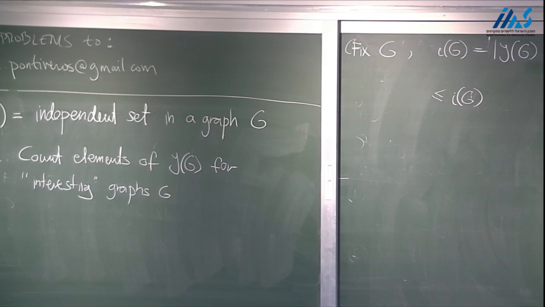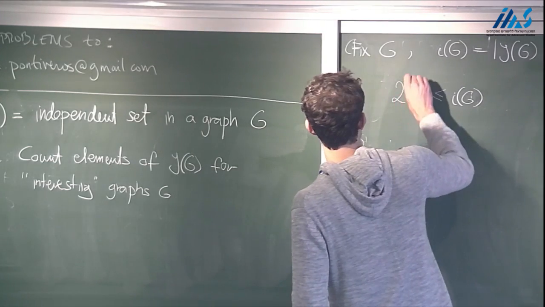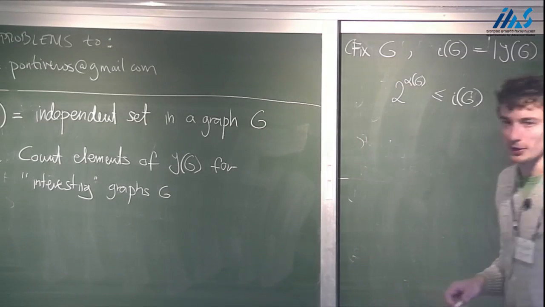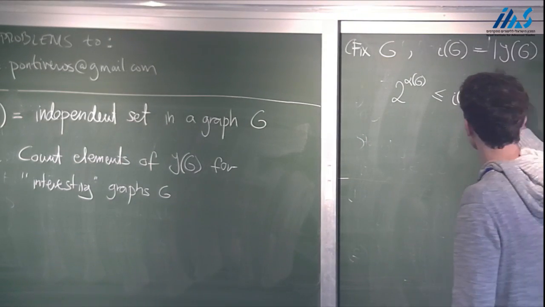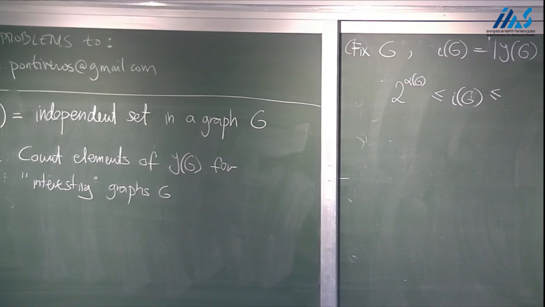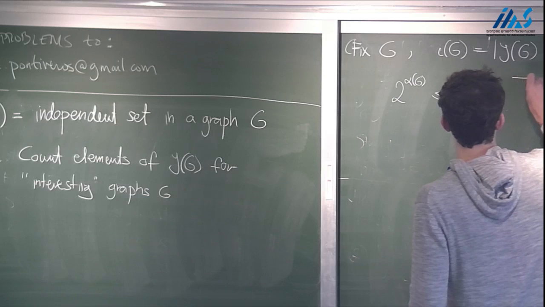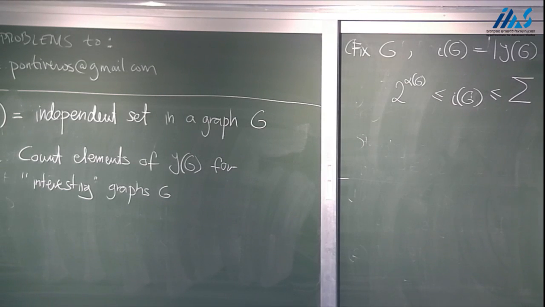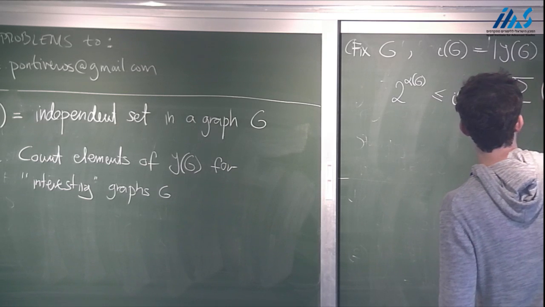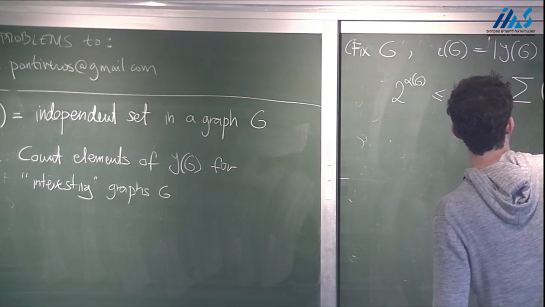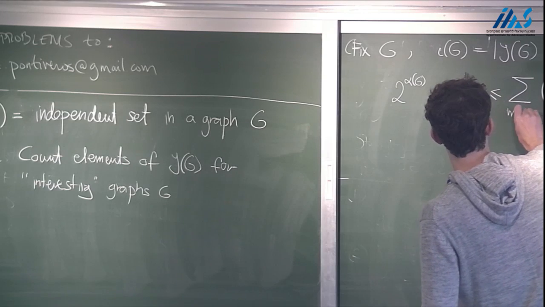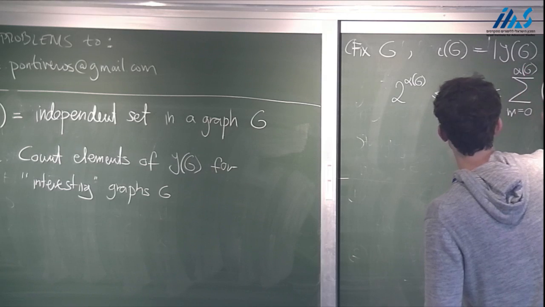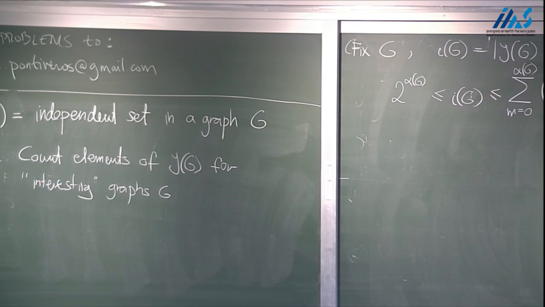But if I look at the maximum size independent set, then each of its subsets is also independent. So this already gives me a bound of the form 2 to the independence number. On the other hand, I know that every independent set has at most alpha G elements. So the upper bound will be just the number of sets of up to alpha G elements, which is the sum of these binomial coefficients from 0 to alpha of G. So maybe a good starting point would be asking, how sharp is this estimate?